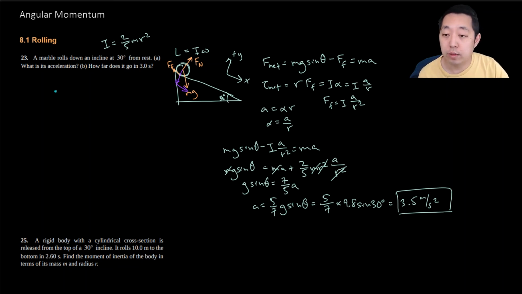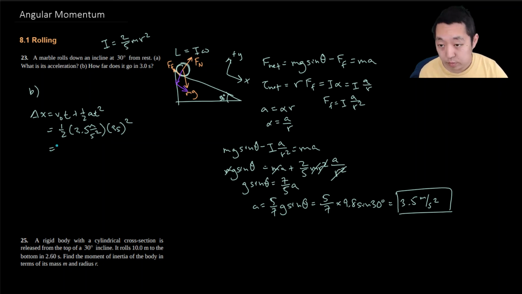So that's the acceleration, and how far does it go in 3 seconds? This is a kinematics problem. So we would say delta x is v naught t plus 1/2 at squared. The initial velocity is 0, so I just have 1/2 times 3.5 meters per second squared times 3 seconds squared. You get 15.75 meters.